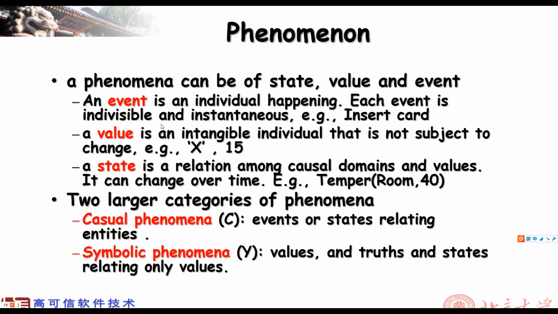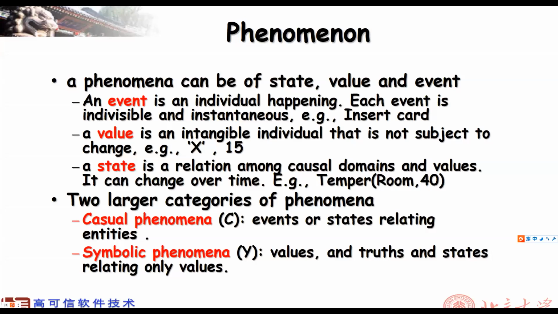Except for the domain, actually the phenomenon can be classified too. We just said a phenomenon can be a state, event, or value. By event, we mean an individual happening, for example, inserting a card. It is indivisible and instantaneous. The second is the value. A value is an intangible individual, and it is not subject to change. For example, X, 15. And the third is a state.